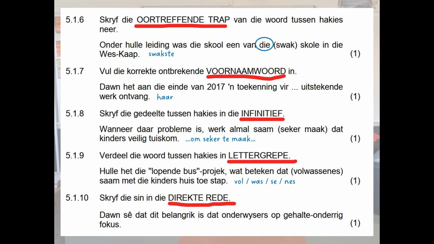Then we've got direct speech again. We've had indirect, and now we have to change it to direct. So now we say Dawn sê. Remember, we use a colon. We do not use a comma after sê. You've got your, what do you call them? Aanhalingstekens. Anyway, and then you start with a capital letter. Dit is belangrik dat onderwysers op gehalte onderrig focus, and then you close your inverted commas. That's the word I was looking for.